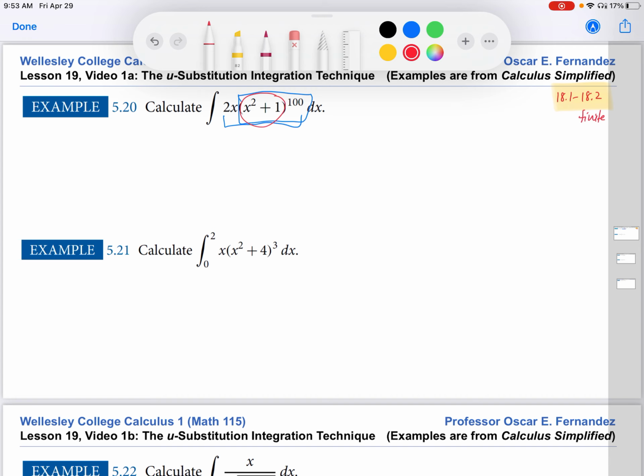The inner function, x squared plus 1, great thing to try for u. X squared plus 4 to the 3rd, composite function. The inner function, x squared plus 4, great thing to try for u. And in both of these cases, those particular choices of u worked out beautifully and enabled us to actually solve the integrals.